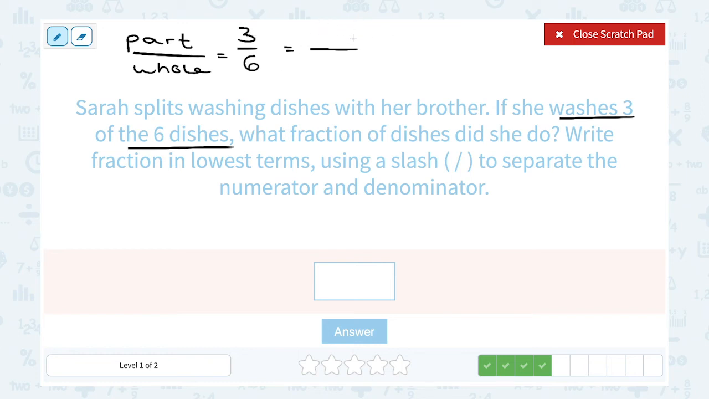So what I can do to help me simplify this, I can write these out showing my factor of 3. Right? 3 times 1 would give me 3, and 3 times 2 would give me 6. So that's another way to write my 6. And then you can cancel the number that's the same on the top and bottom, or the numerator and denominator. So I can cancel my factor of 3 in the numerator or top with my factor of 3 in the denominator or bottom, and that shows me that this fraction simplifies or reduces to 1 over 2.